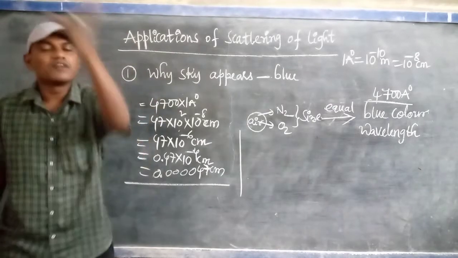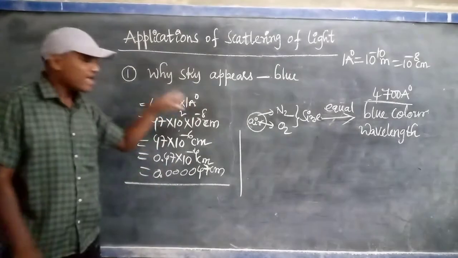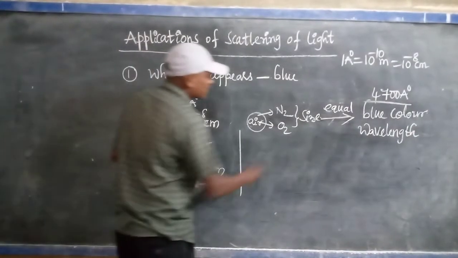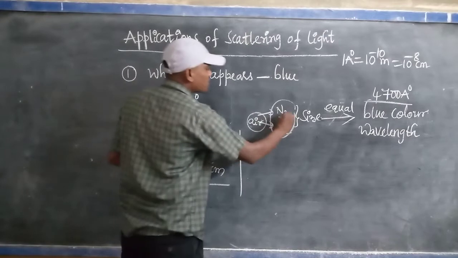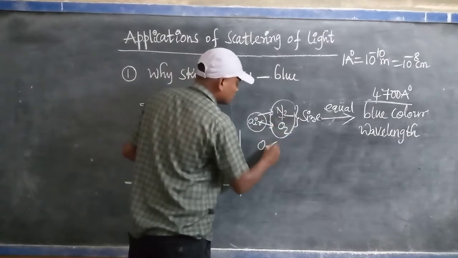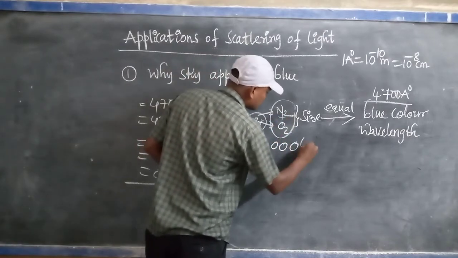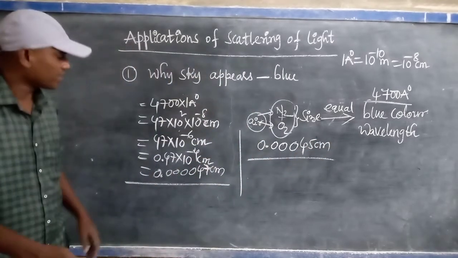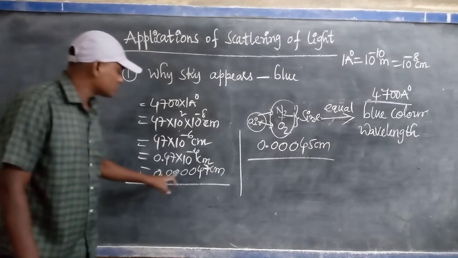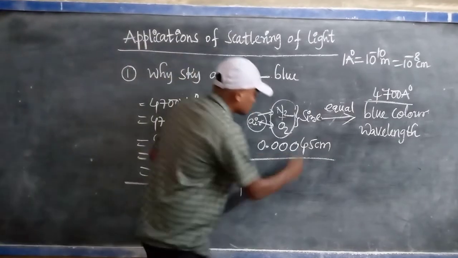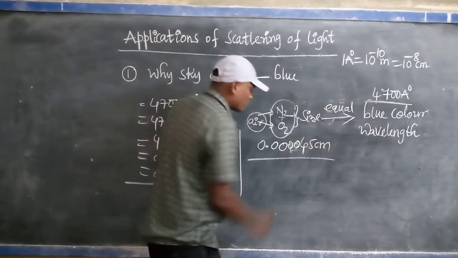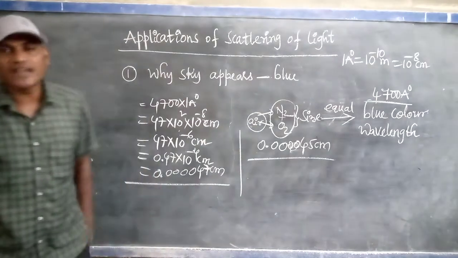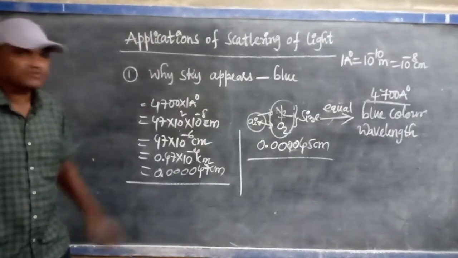Only that color is with a higher intensity. Now, why I am saying that is because a concept is involved here. The average size of the nitrogen and oxygen molecules is also about 0.00045 centimeter, just for your understanding. If you observe these two values, both are nearly equal, very nearly equal.